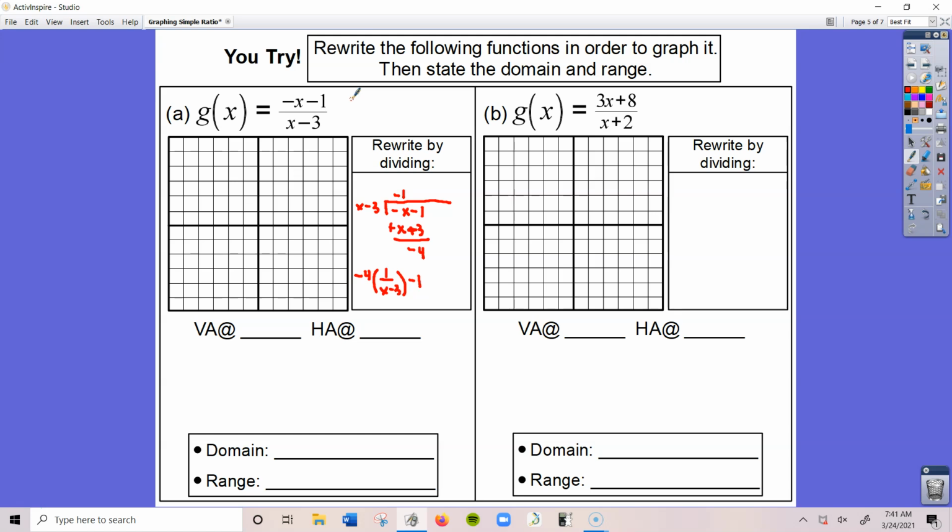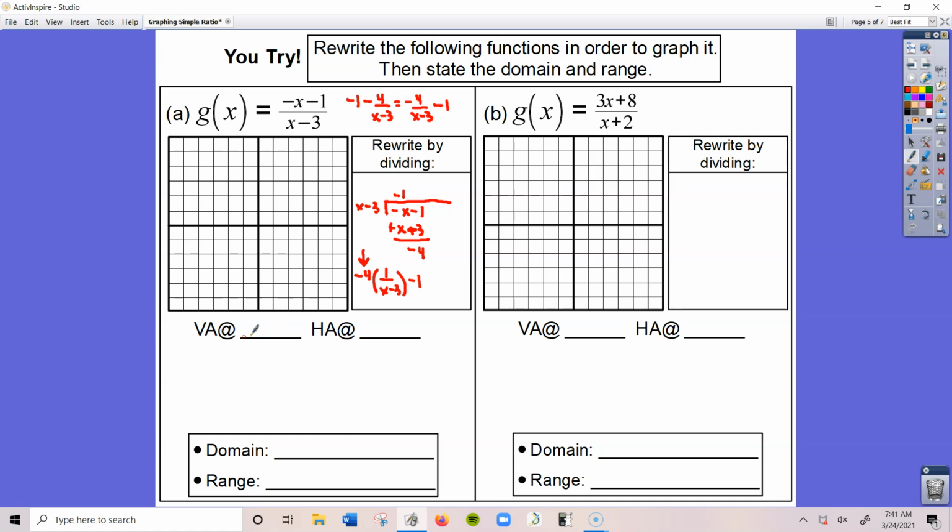The answer, typically what we know, is negative 1, and then we would add the remainder, so minus 4 over x minus 3. Reverse the order. So this is negative 4 over x minus 3 minus 1. And then take out whatever is in the numerator. So we can move the negative 4 to the outside, like right here, and then put 1 over x minus 3, and then the minus 1. So whichever way you prefer to do this.